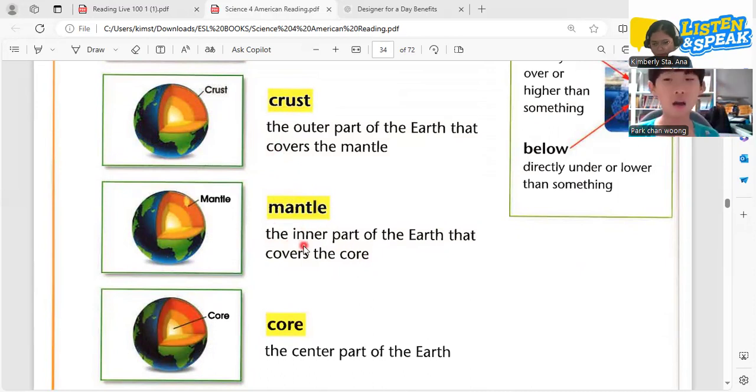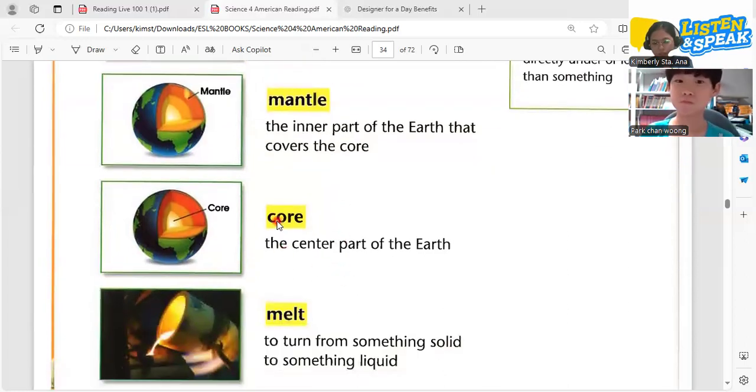Do you have a word for it? Oh, okay. So mantle is the inner part. It's between the crust, the outer part, and the inner part, which is the core. What's the next one? Core. What is core, Evan? The center part of the earth.